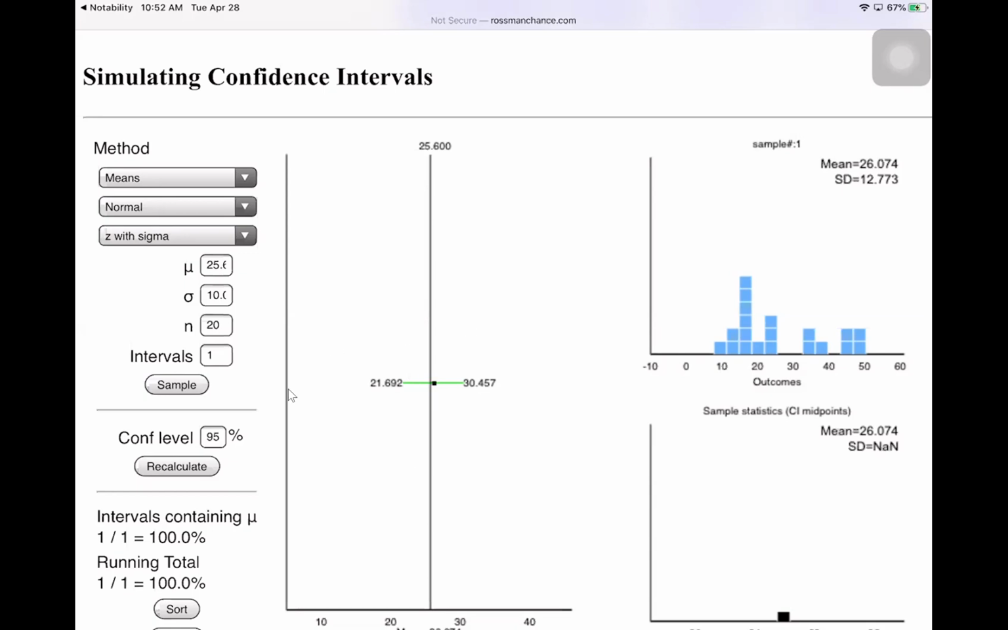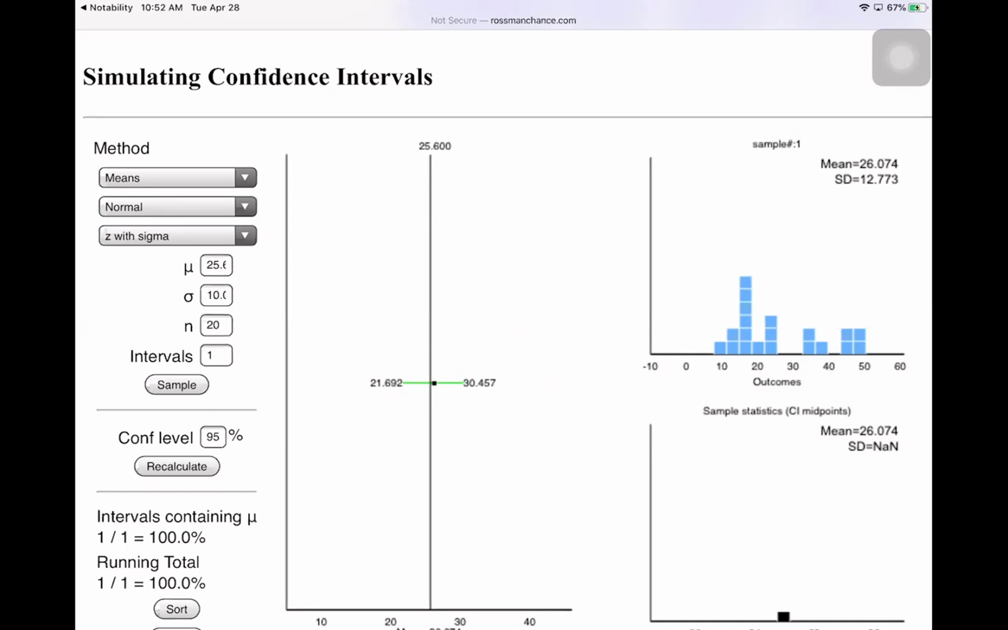So that means this confidence interval was actually able to get me the correct range of the population mean. It's telling me it was able to do a good job in getting the population mean because it was able to capture it in between those two intervals.